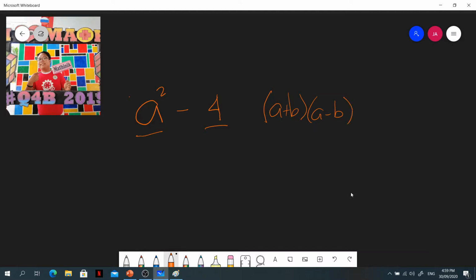Okay. So today, what we're going to do is difference of two cubes naman tayo. Wherein, hindi perfect square ang mga given, but perfect cubes. Paano natin gagawin yon? Okay, so, let's start.